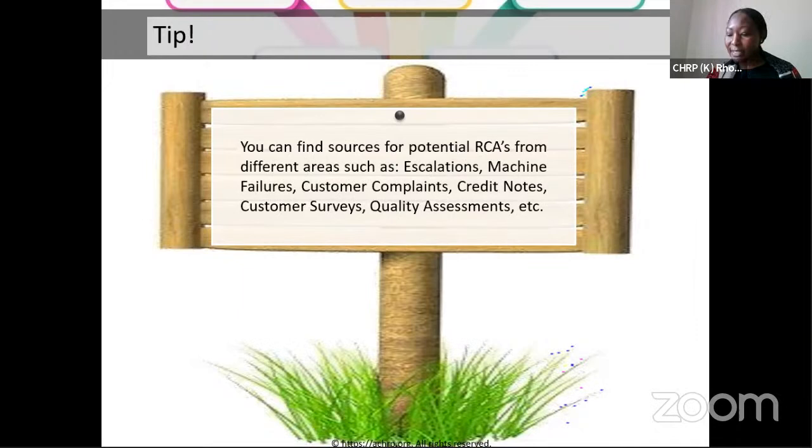And then as a tip, before we go to the phases, we say you can find sources of potential root cause analysis from different areas such as escalations, machine failures, customer complaints. These are just examples of the classification, credit notes, customer service.